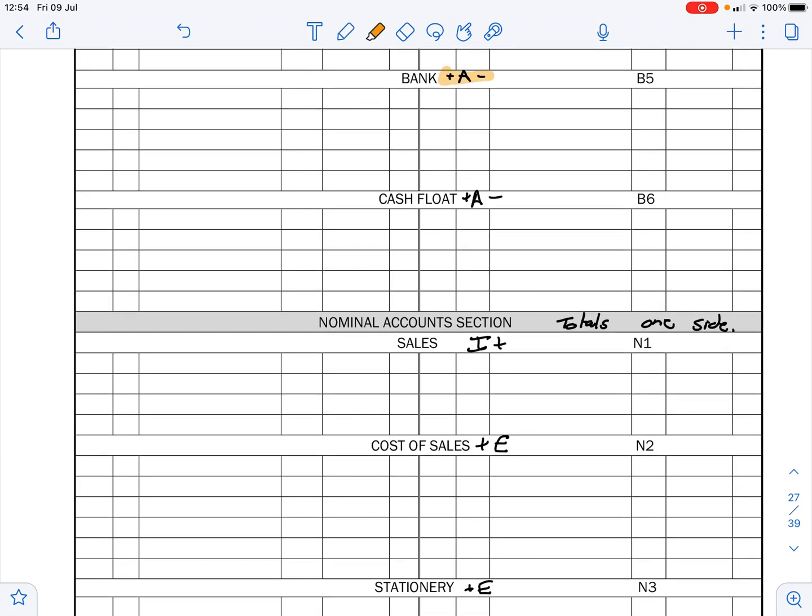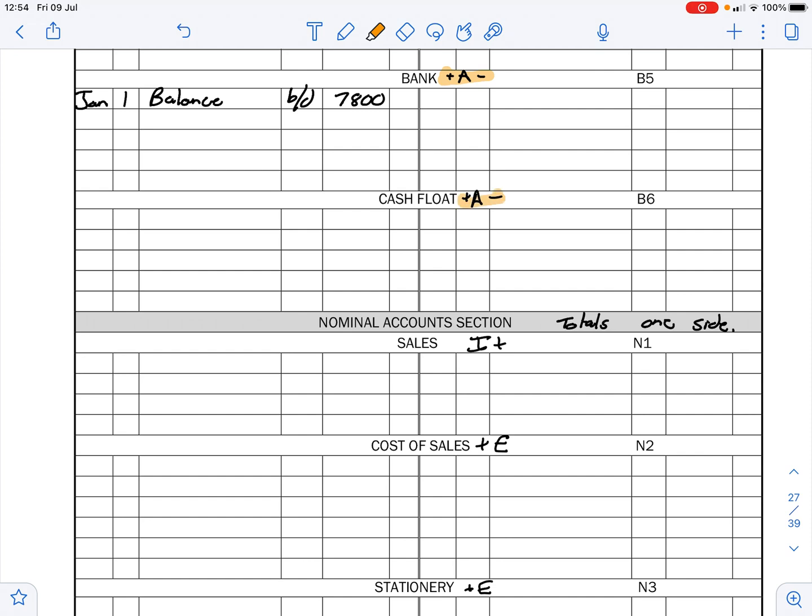We then go to bank. Again, it's an asset that increases on the debit side. They tell us, or they don't tell us rather, that it's a credit balance. So we treat it as if we've got money in the bank. On January the 1st, we've got our balance brought down, and we have 7,800 Rand.